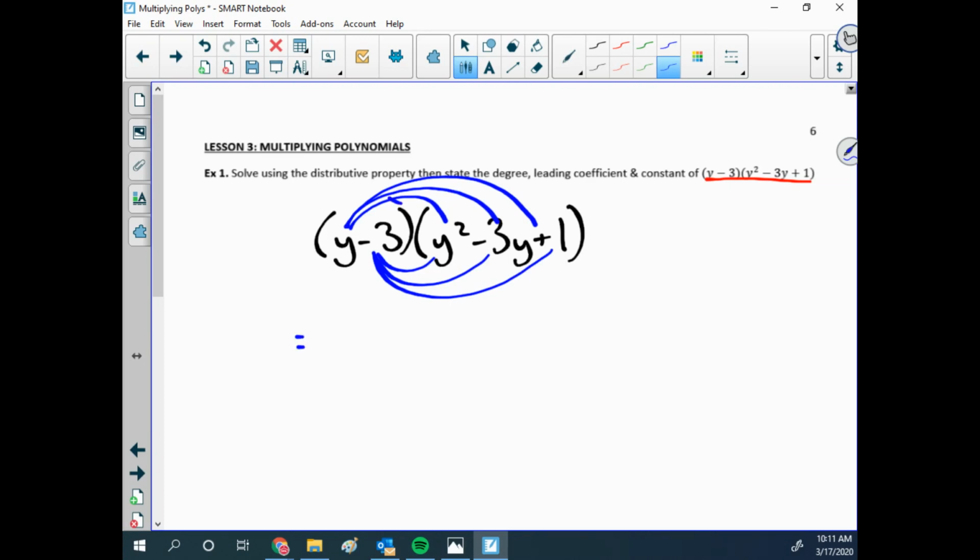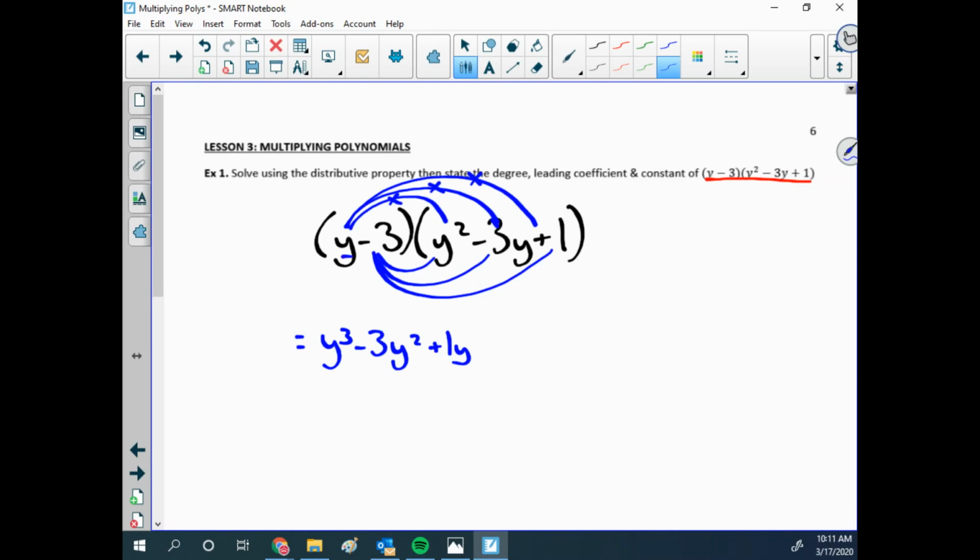So y times y squared is going to give me y cubed. Y times negative 3 is going to give me a negative 3y squared. Y times 1 is going to give me a plus 1y. That's the first thing being multiplied to everything in the other set of brackets.